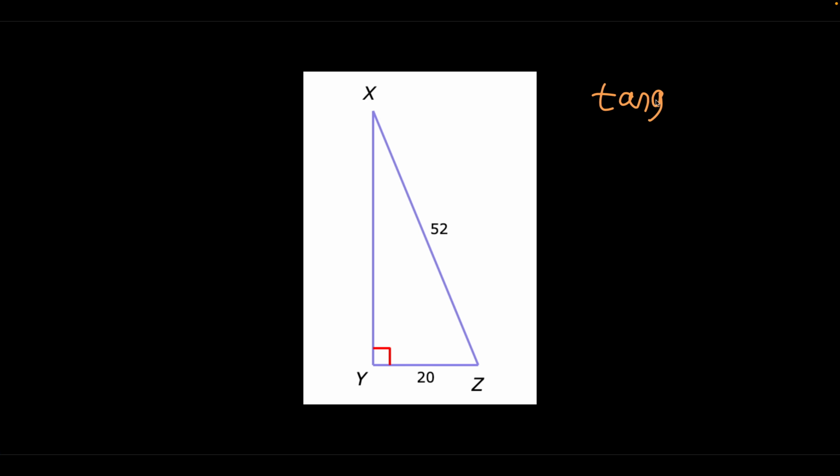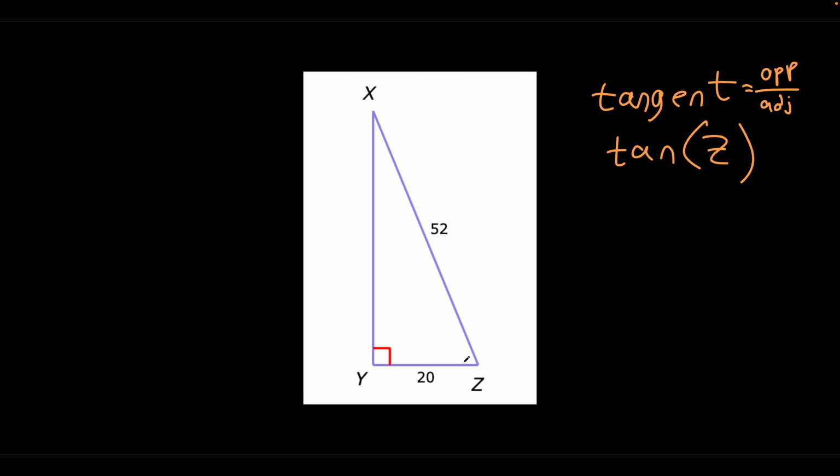All right, the last trig ratio that we're going to talk about is the tangent. Tangent is generally abbreviated to tan. So if we're talking about the tan of Z, the tangent of Z, tangent is the opposite over the adjacent. The opposite over the adjacent.